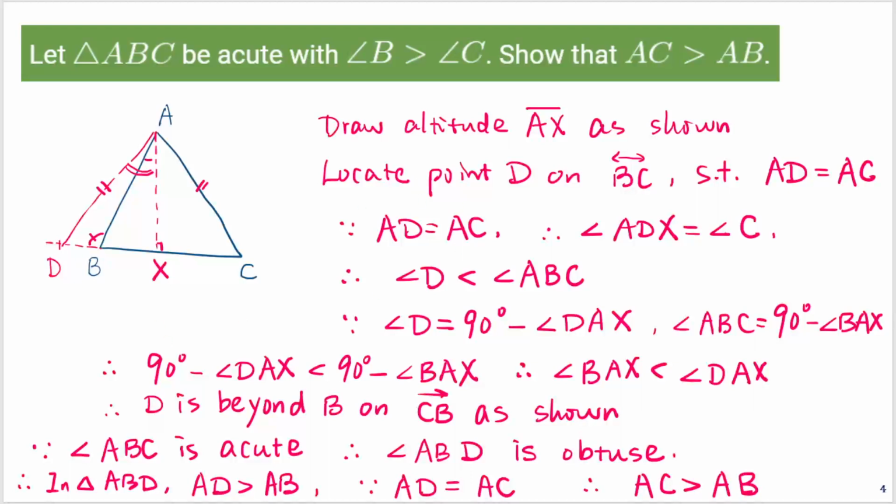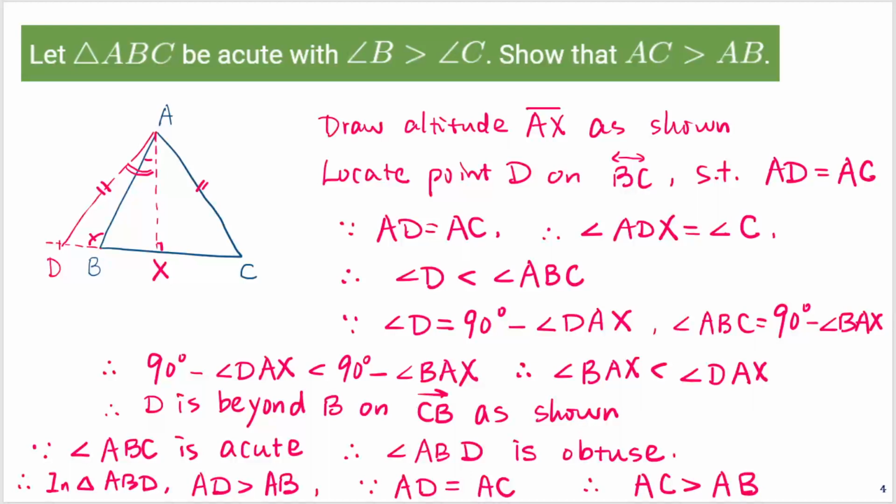So have a look at the proof here, and let me know if you have any questions, okay? So this makes us prove AC is larger than AB. So in an acute triangle, if you have a larger angle, the corresponding side is also larger, right? The side opposite to the larger angle is also longer.